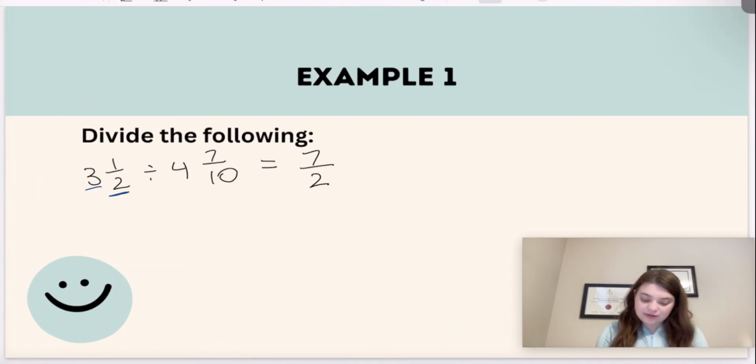Then I'll do the same thing with the next one. We have 4 times 10, which is 40. So if we add 40 to the numerator, which is 7, we get 47 over 10.